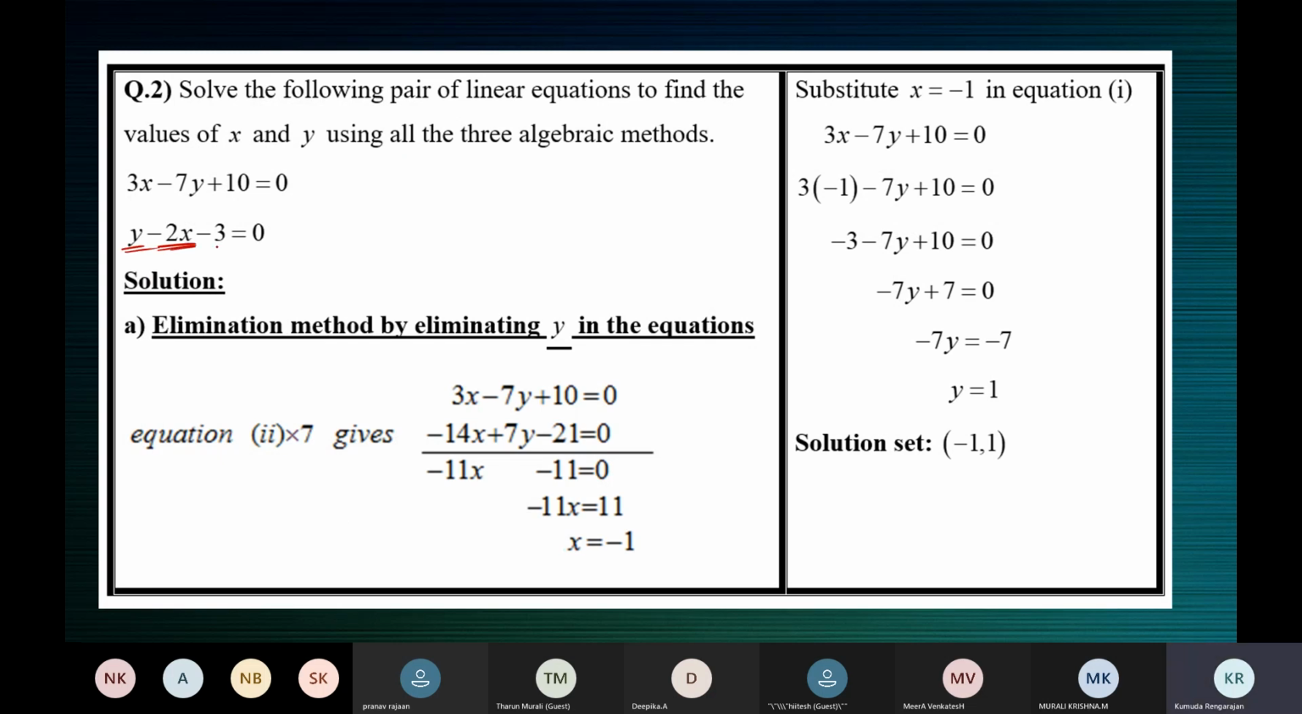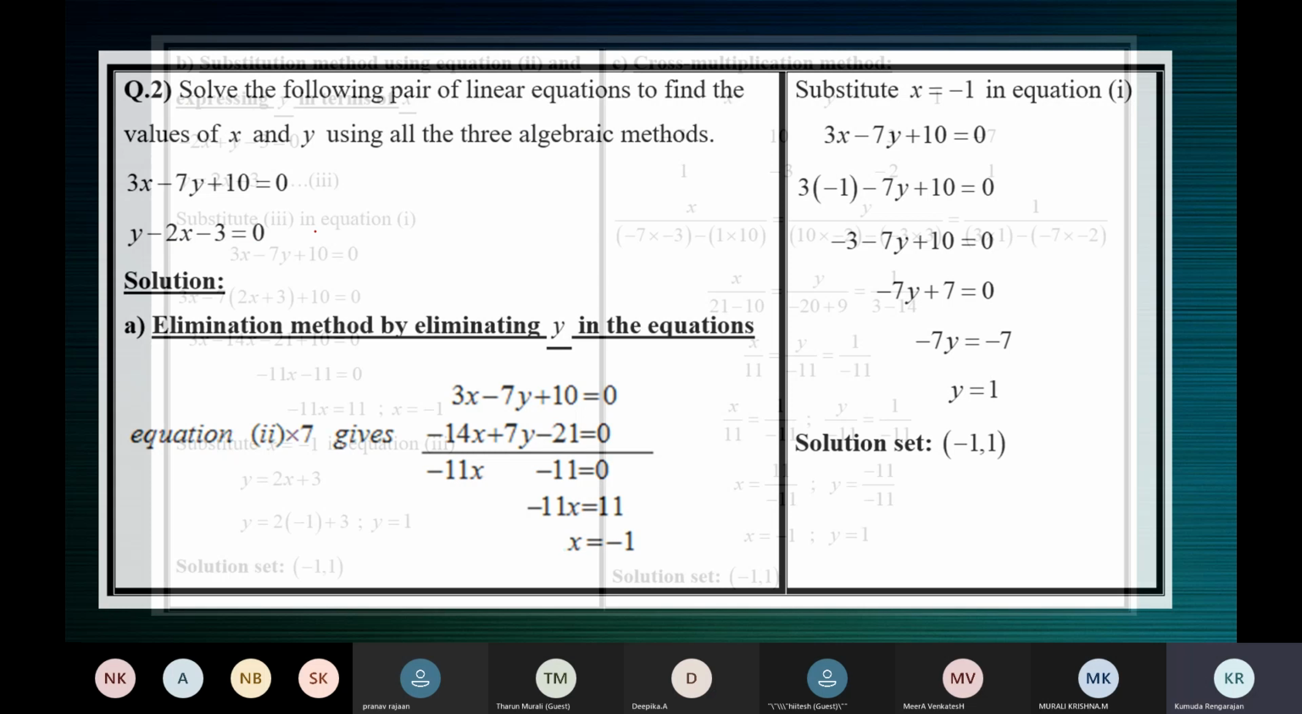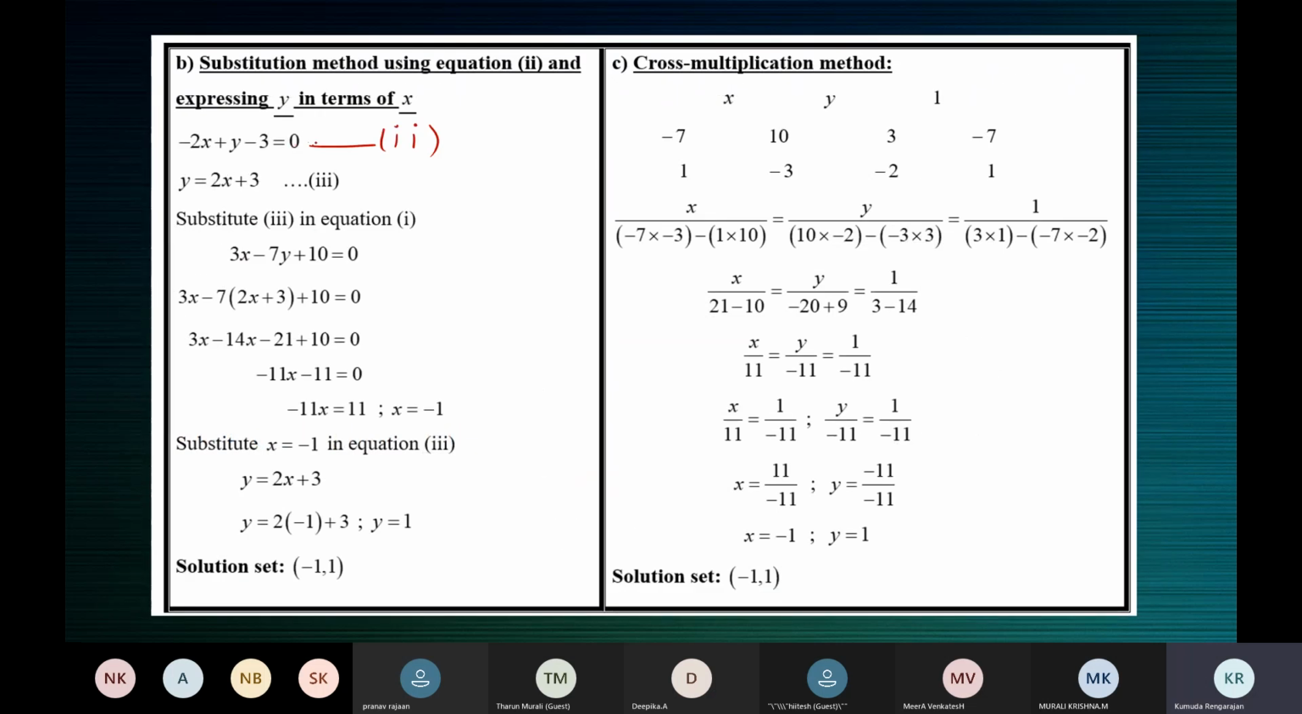Minus 2x plus y minus 3 is equal to 0. This is the second equation, and I've written y in terms of x. Y is equal to 2x plus 3. Fine, that's it. You've expressed y in terms of x.